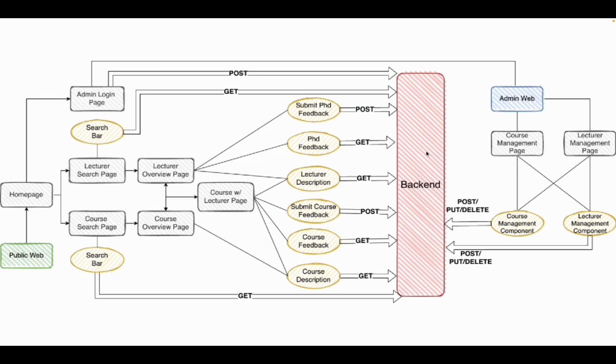And this is our architecture diagram of the front end. You can see that we use a lot of methods, such as the GET method and POST method, to get the information from the backend. You can also see that we divide our front end into two parts. The first part is the user part, and the second part is the admin part.